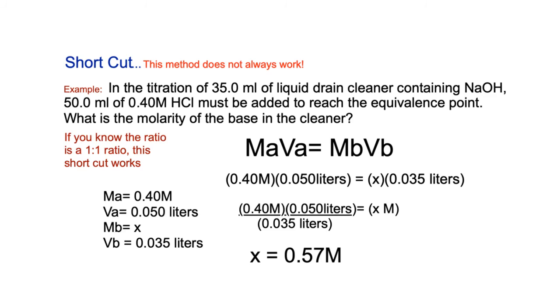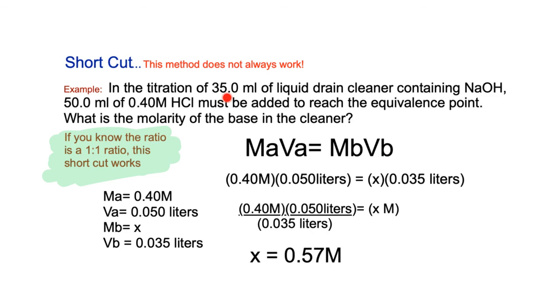The third and final option that will work in certain methods is going to be the shortcut method. So the shortcut method is what we see here, MAVA equals MBVB. The big key here, though, is the fact that the ratio has to be 1-for-1 for this little shortcut to work out. If the ratio is not 1-to-1, you can't use this. So MA literally means the molarity of the acid, VA, the volume of the acid, MB, the molarity of the base, VB, the volume of the base.